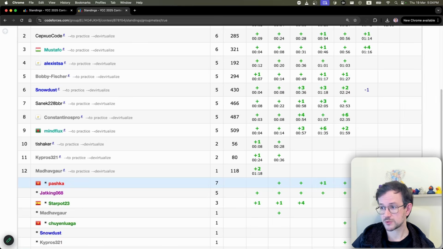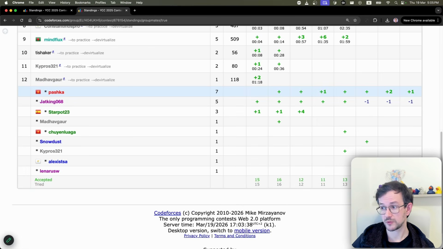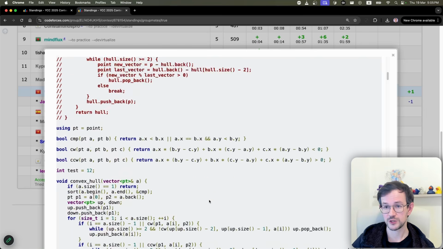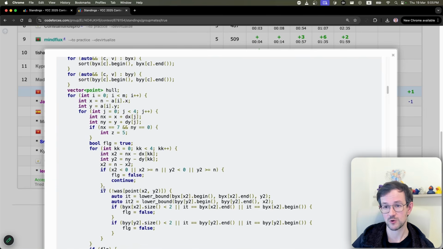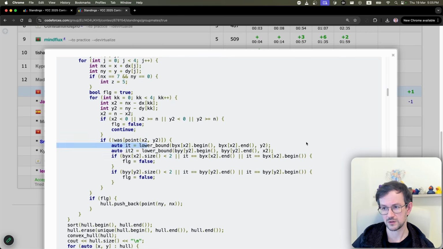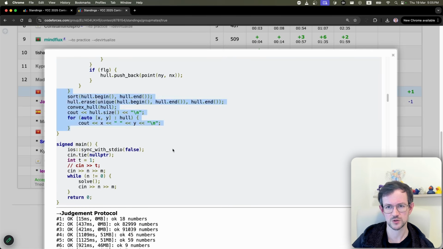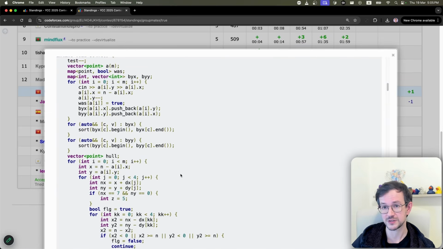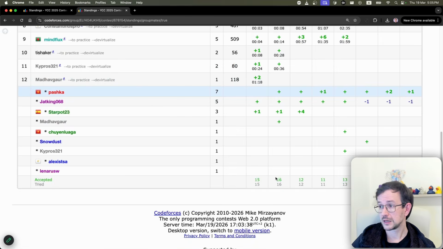Anybody solved problem H? Oh, you solved problem H also. But again, the difference from G to H is not that much. You have the same convex hull and just something different. I believe that does pretty much what's expected. You actually simplified the code. Your problem H solution is easier than your problem G solution. Nice.